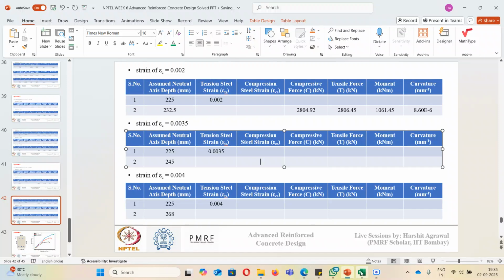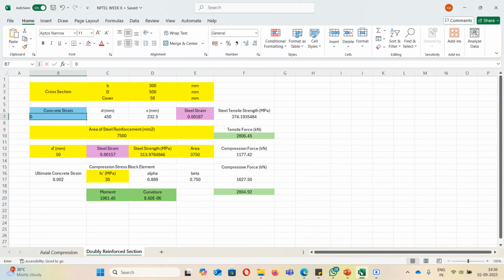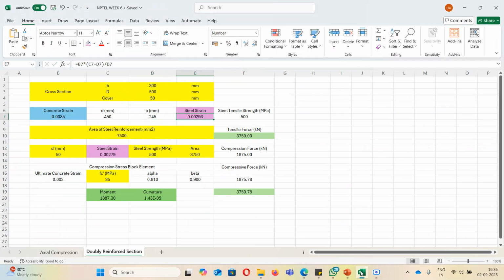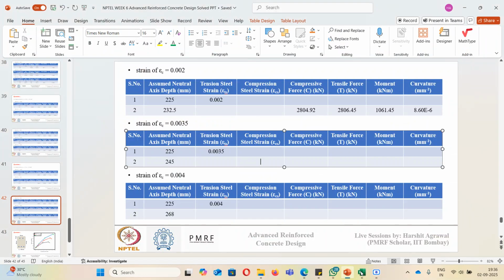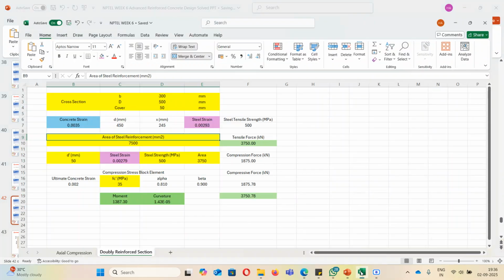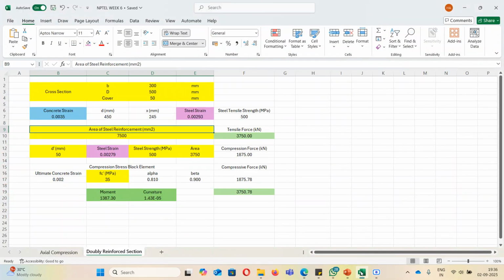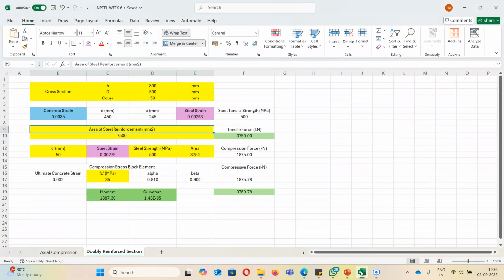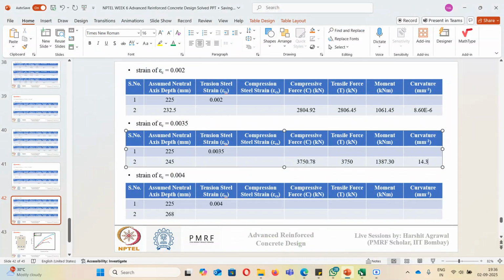Now when concrete reaches the yielding strain value of 0.0035, for the equilibrium condition, the depth of neutral axis is 245. Okay, the compression force is 3750.78, tension force is 3750, almost equal at this value. Moment capacity is 1387.30, and curvature is 14.30 e minus 6.